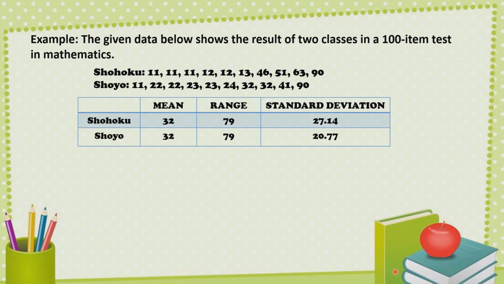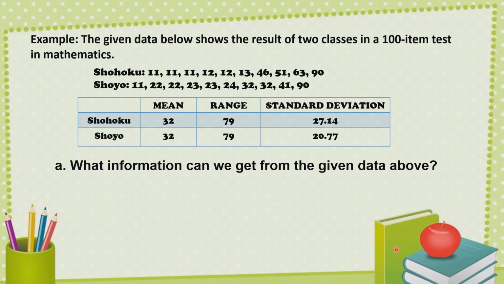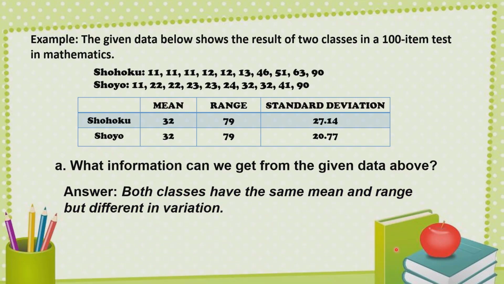We have section Shohoku and section Shoyo. The mean, range, and standard deviation are also given in the table. Question: what information can we get from the given data above? Both classes have the same mean and range, but are different in variation.